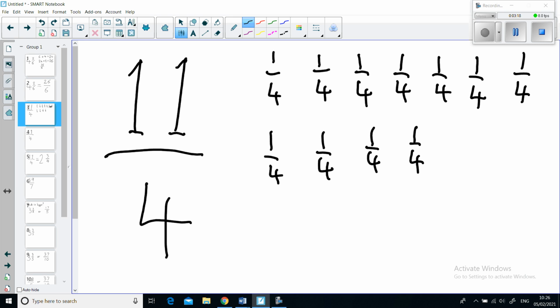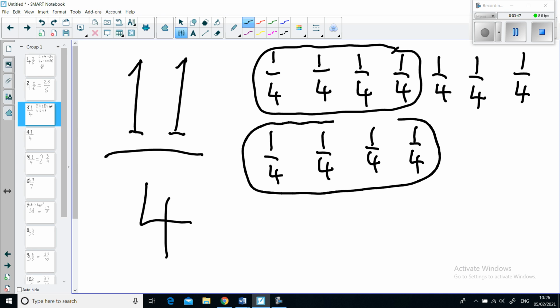And what I'm going to do is, because we know that 4 quarters make up one whole, just like 3/3 make up a whole, 5/5 make up a whole, 9/9 make up a whole. So we know that 4 quarters, 4/4, make up one whole. I'm going to circle them together and see how many wholes I've got. So I've got 1 quarter, 2, 3, 4. So there's 4 quarters here. So I know that is one whole because it's 4 quarters. I've got another 4 quarters here. So that's another whole. Okay. So I can see then I've got 2 wholes.